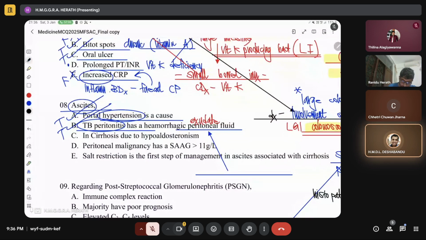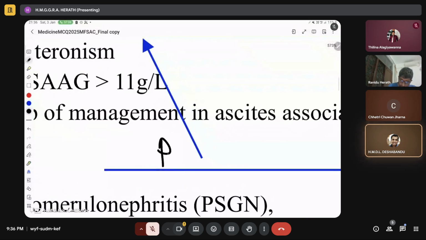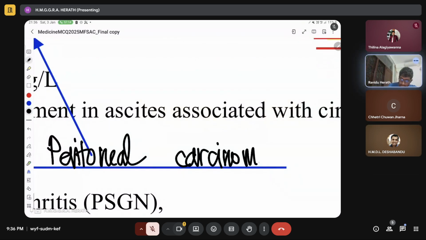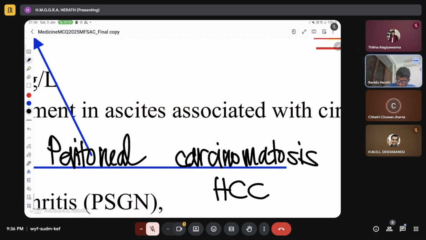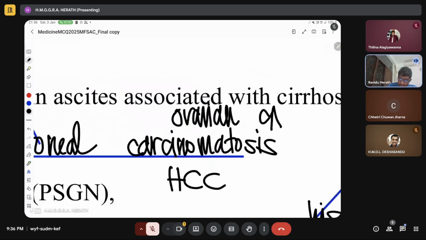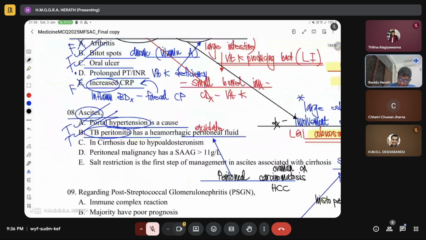Peritoneal carcinoma. When there is involvement of the peritoneum, like hepatocellular carcinoma and other cancers like ovarian cancer, that can also cause hemorrhagic peritoneal fluid.